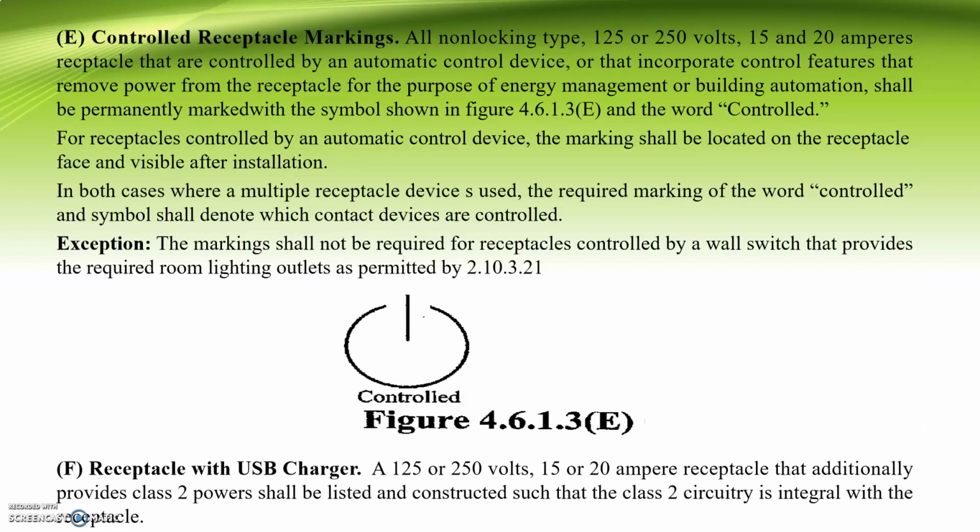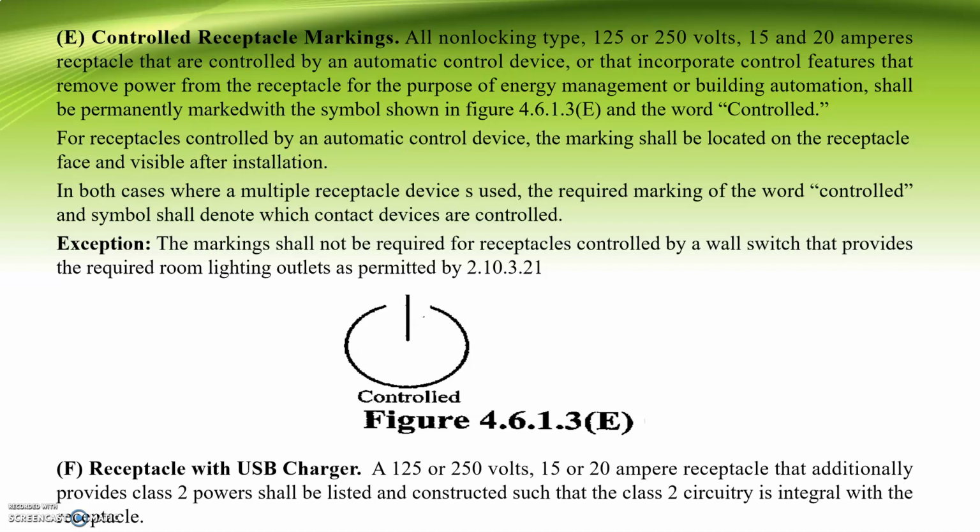Letter E. Controlled receptacle markings. All non-locking type 125 or 250 volt, 15 and 20 ampere receptacles that are controlled by an automatic control device, or that incorporate control features that remove power from the receptacle for the purpose of energy management or building automation, shall be permanently marked with the symbol shown in Figure 4.6.1.3e and the word controlled.